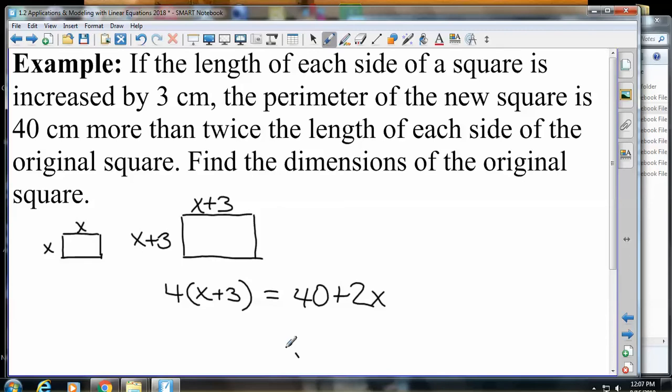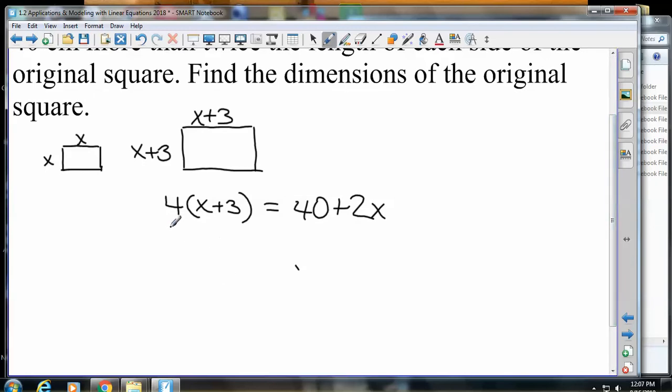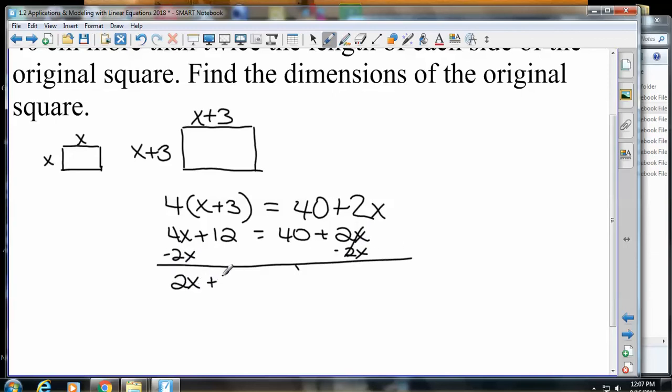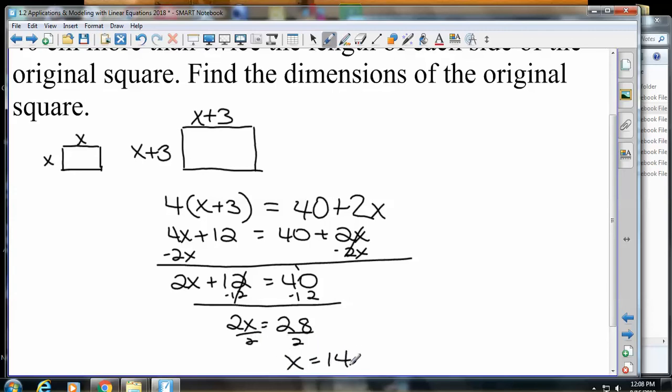Alright, we've done all the hard work. Can we solve this equation now? It's a pretty simple one. Distribute our 4. Subtract over my 2x. Subtract our 12. Divide by 2. And x is 14.